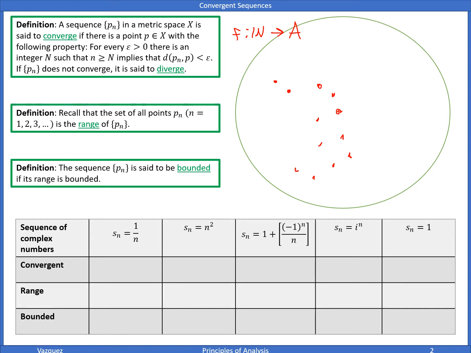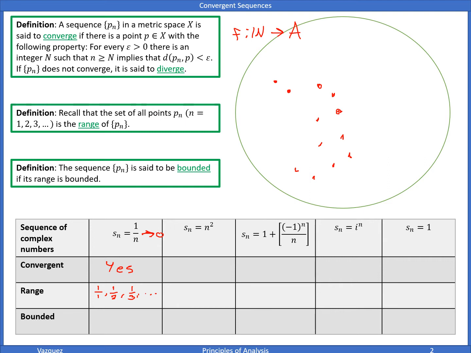So here we have different sequences of complex numbers. We're going to see if they're convergent, what their ranges are, and if they're bounded. So first one, 1 over n, does that converge? It does. It converges to 0. What's the range? Well, all the numbers 1 over 1, 1/2, 1/3, and so on and so forth. That's the range.